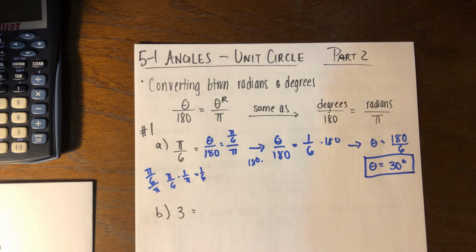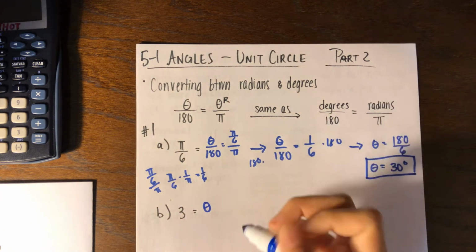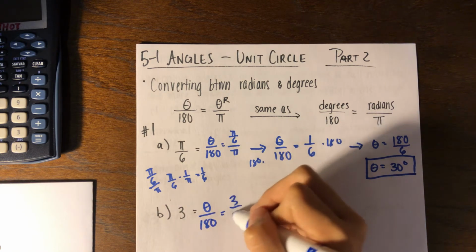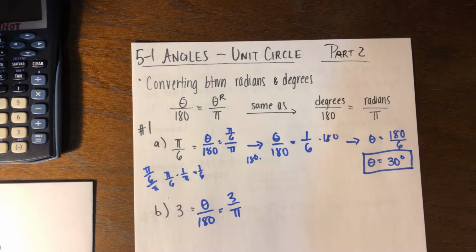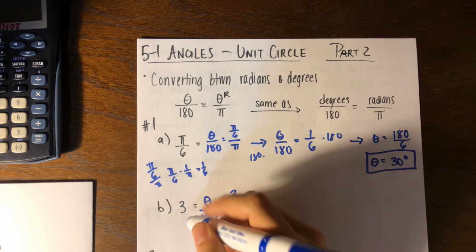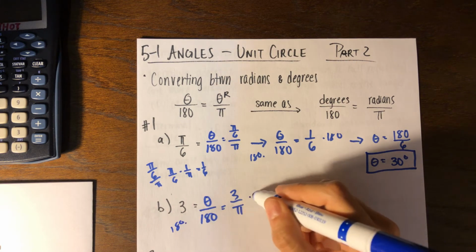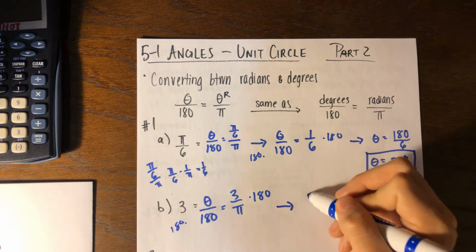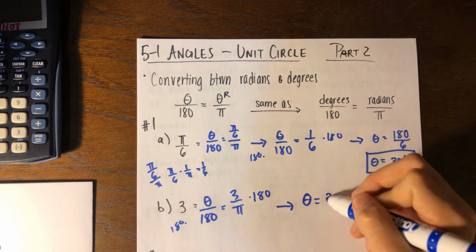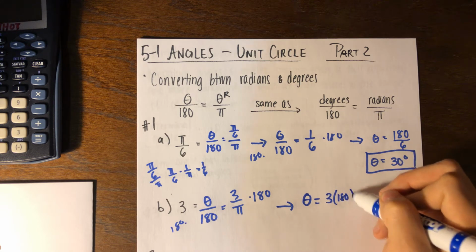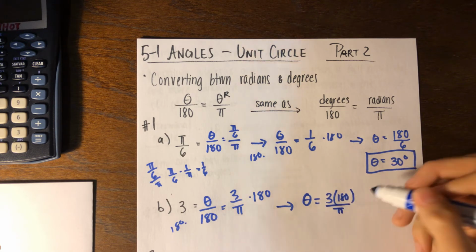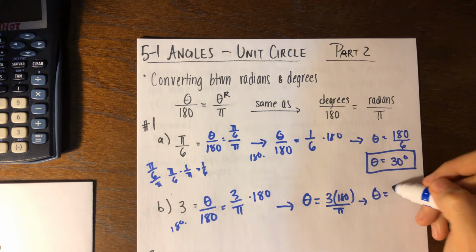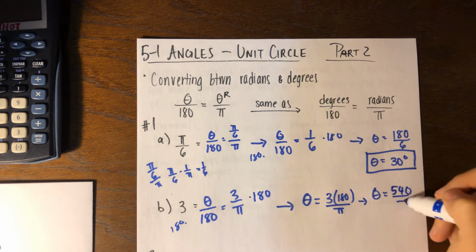So now we have 3, so I plug it in. Theta over 180 is equal to 3 over pi. I'm solving for theta, so I'm just going to multiply both sides by 180. So then that leaves me with theta is equal to 3 times 180 over pi. So theta is equal to 3 times 180, which is 540, divided by pi.